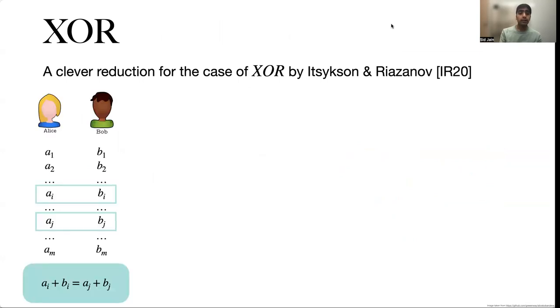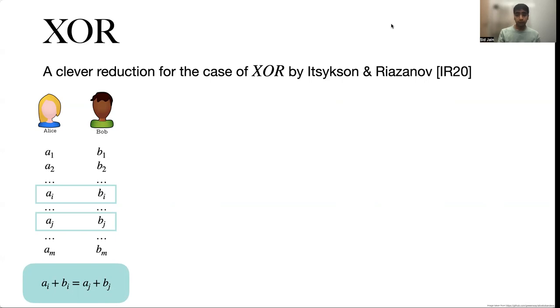So this is just the setup. We have two lists, A1 to Am and B1 to Bm. And we want to find two indices, i and j, such that Ai plus Bi is equal to Aj plus Bj. And I'm here now just overloading the plus symbol to mean bitwise XOR.